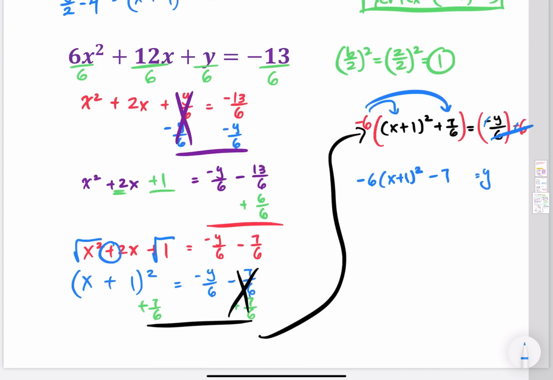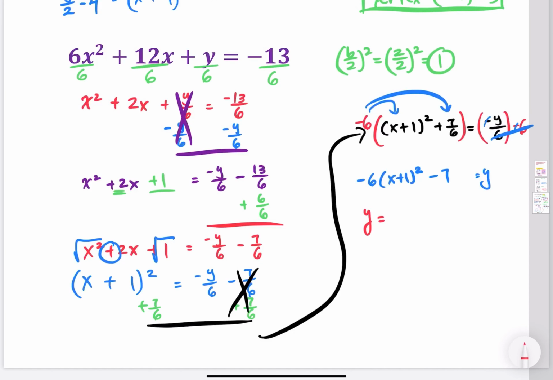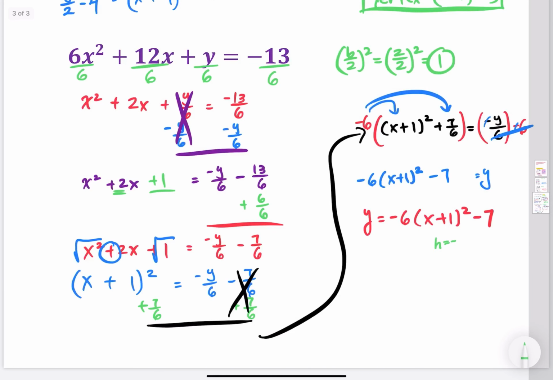Now, we could go ahead and rewrite this so that the y is first. So y is equal to negative 6 times x plus 1 squared minus 7, if you like. And we can see what our h value is going to be. h is negative 1. k is negative 7. So now we know what our vertex is. Our vertex is going to be at negative 1, negative 7.